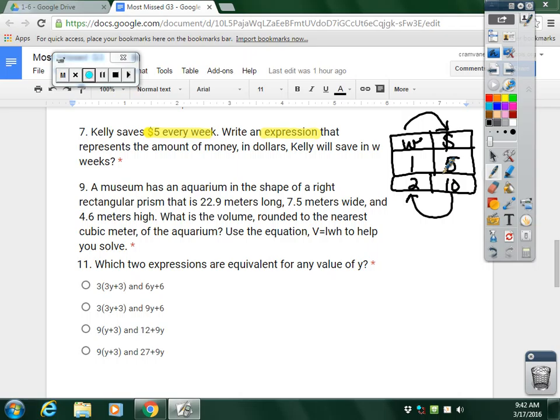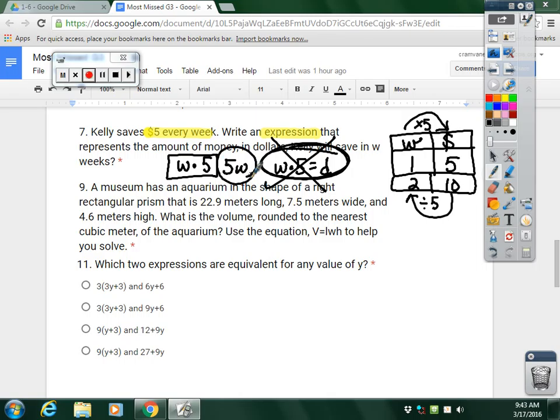Okay. What are you doing to every week? You are timesing it by 5. And if you have money and you want to go down to weeks, you're dividing by 5, okay? So an expression could be W times 5. I got a lot of this last night. This is not an expression. This is an equation. When it asks for an expression, you absolutely cannot put an equal sign. Please, please, please. Okay? All right, last 2, and then I think we're done.